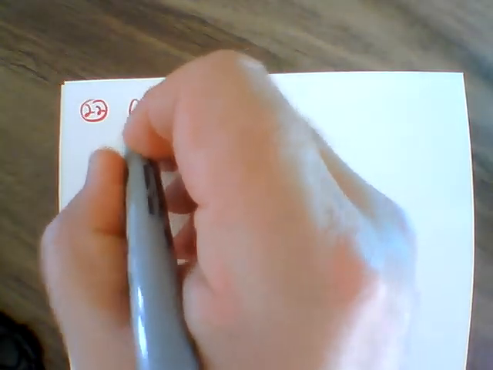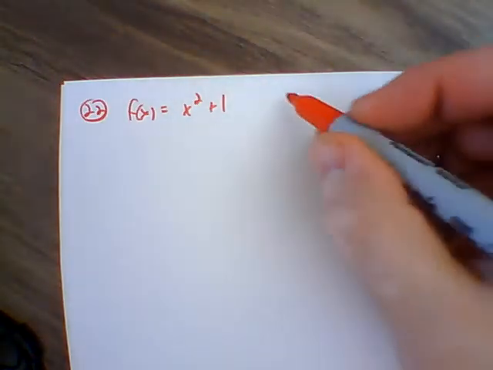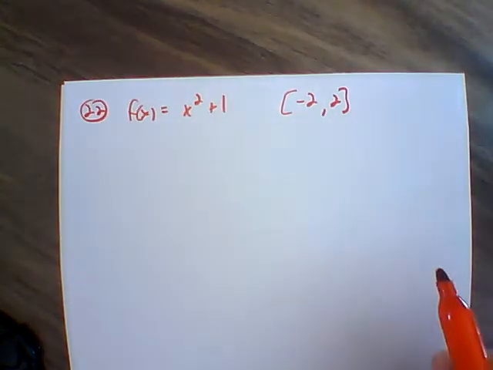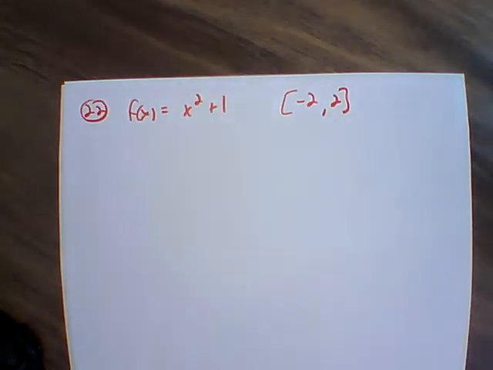Let's go to number 22 now. Okay, 22 talks about the average value. So if we talk about the average value in here, they tell us f of x equals x squared plus 1, and we want the interval from negative 2 to 2. So basically over this interval we're trying to figure out what is the average value. So out of all our functional values, what do we have going on?